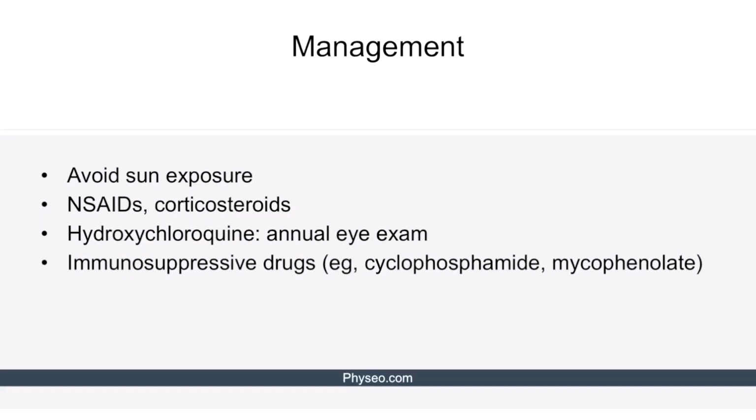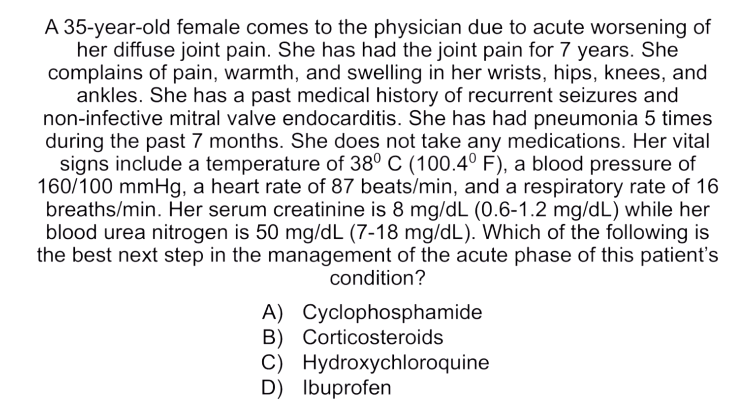This is the slide we discussed earlier in this lecture reminding us of the management of lupus. Let's discuss why other options are incorrect. Option A, cyclophosphamide, and option C, hydroxychloroquine, are incorrect because they are disease-modifying drugs and take time to yield effect. They are not used in the management of acute lupus flare. Finally, option D, ibuprofen, is incorrect because although it has analgesic and anti-inflammatory properties, it is not as effective as corticosteroids for acute flare of lupus. And that concludes our lecture on systemic lupus erythematosus.